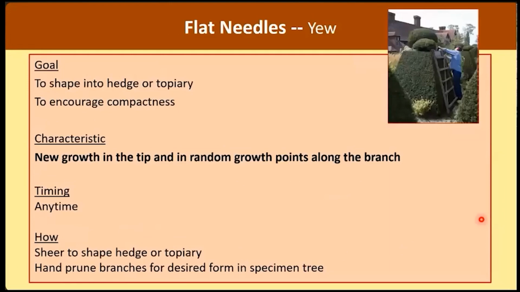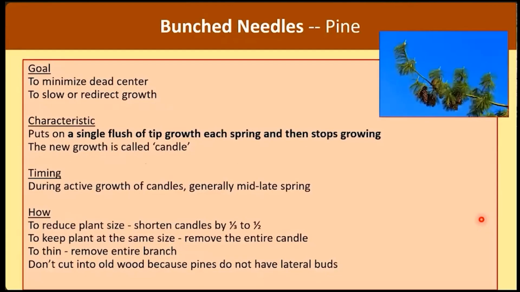Now the flat needle conifers will have new growth at the tip and at random growth points along the branches. So it's pretty safe no matter where you cut. The bunch needle conifers, for example pine, put out a single flush of tip growth every spring. That's called a candle, and then they stop growing. So if you want to control size, you simply shorten the candle. And if you don't want the pine to gain in size, you can just remove the entire candle.